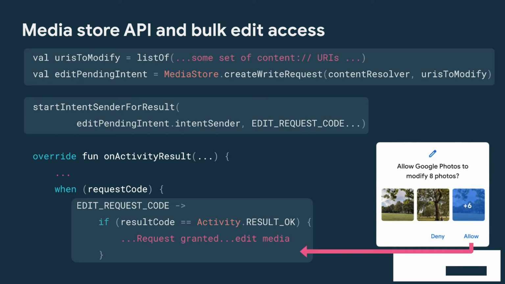So with the MediaStore API and bulk edit access, the way to use it on Android 11 is to call MediaStore.createWriteRequest, and we have the other types of requests there, with a list of the content URIs you want to modify or delete. You'll send that as an intent, and once you get a result, you will be able to access them, delete them, or modify them.